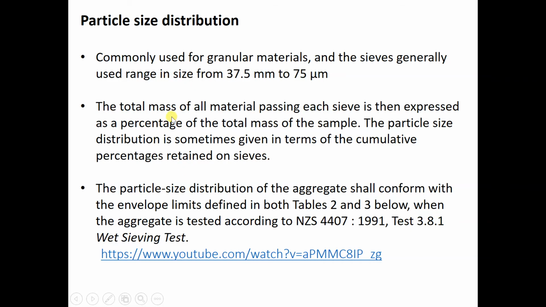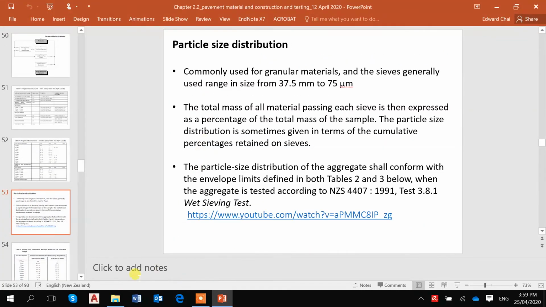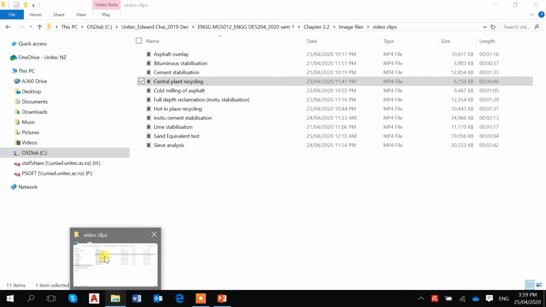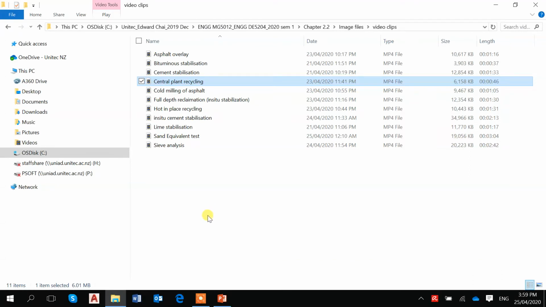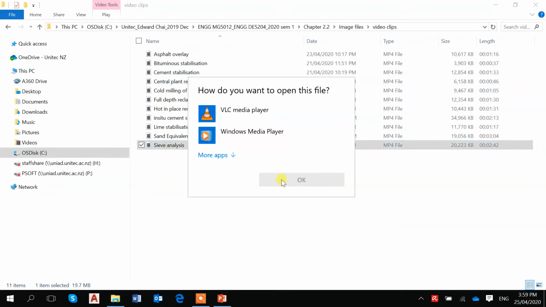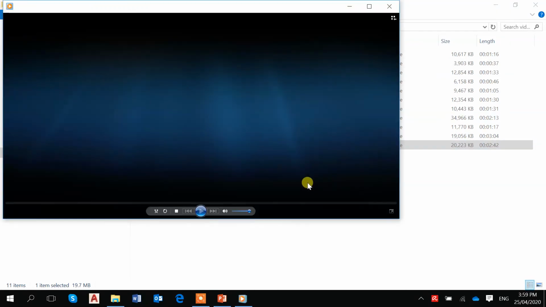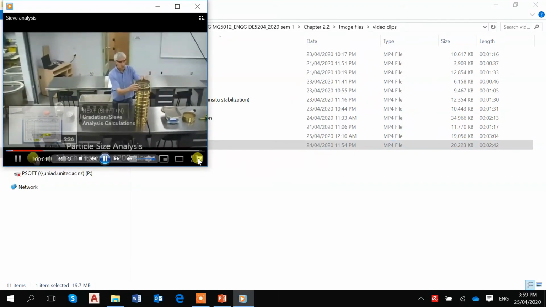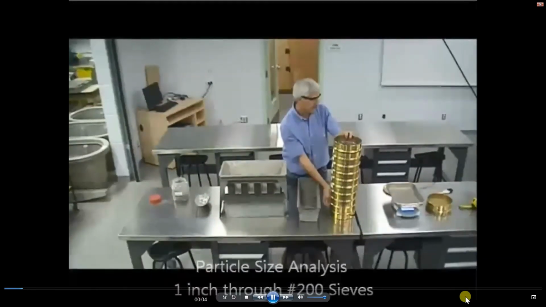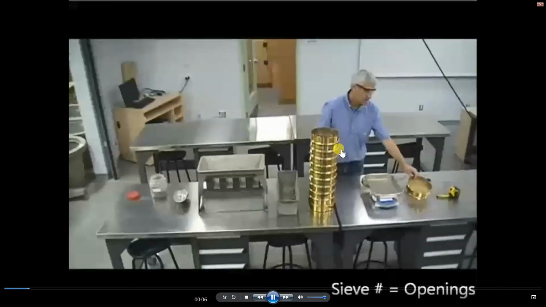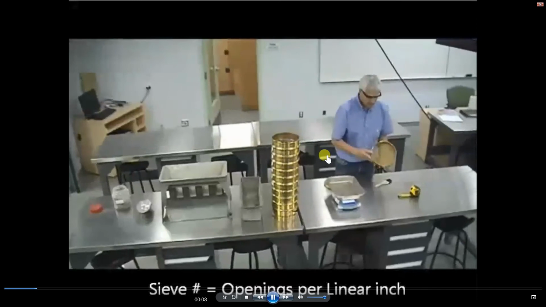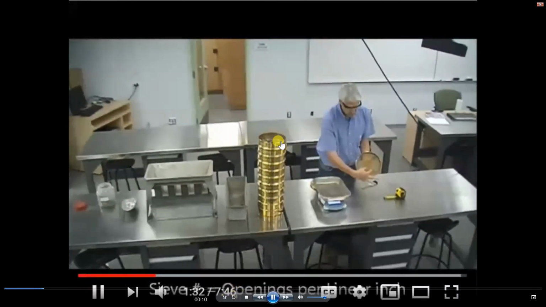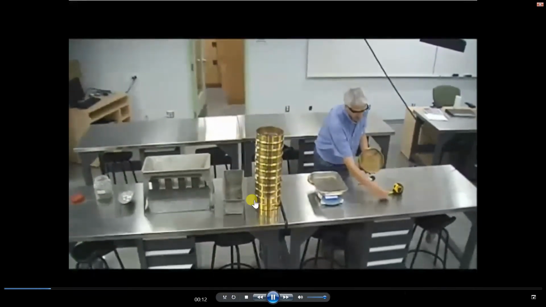Okay, so we look at the particle size distribution. I think a lot of you will know it quite well, the sieve analysis, from Geotech 1. The sieves range from the 1 inch to the number 200 sieve. In the description of the sieves, when we talk about numbering, the number 200 means that there are 200 of these openings in a linear inch.